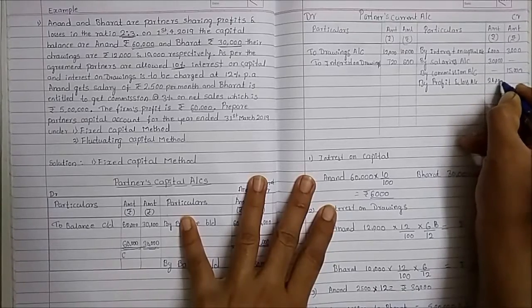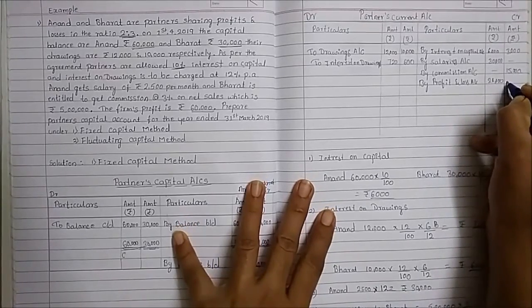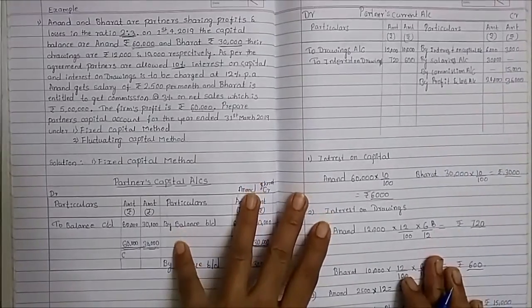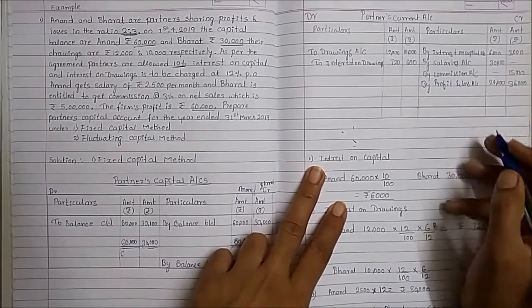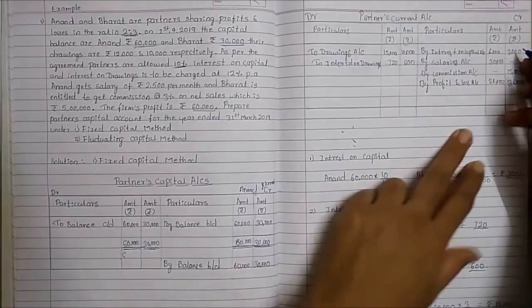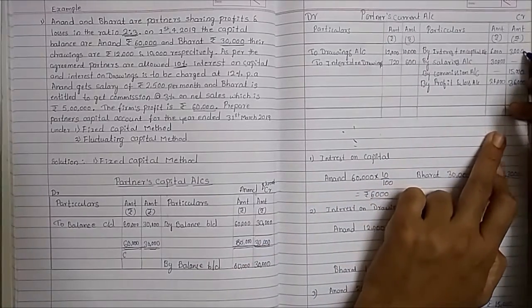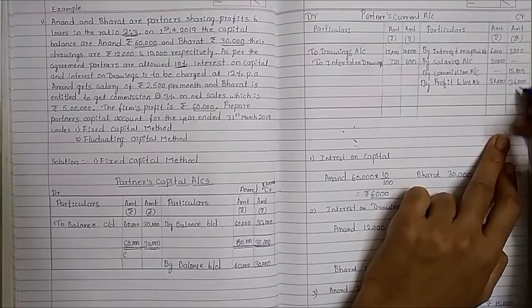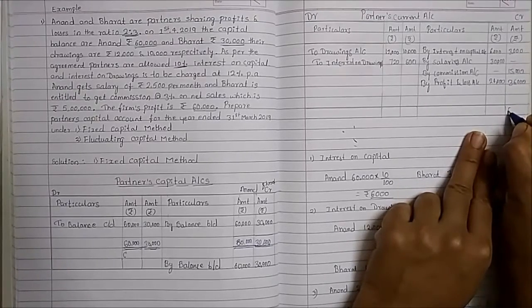So Anand is 24,000 and Bharat is 36,000. After entering this in the profit and loss account, we need to calculate the totals. We add 3,000, 15,000 and 36,000. The total becomes 54,000.